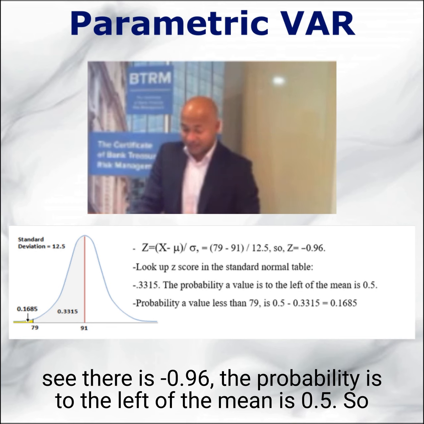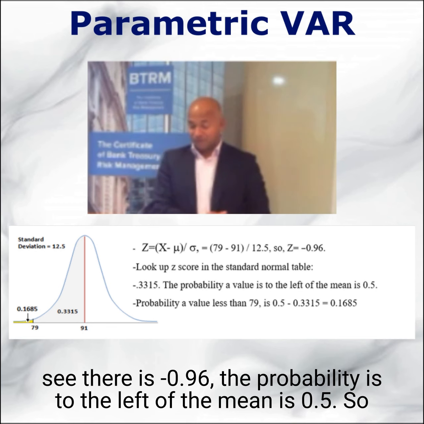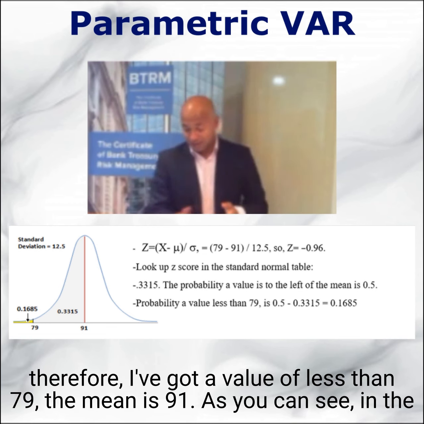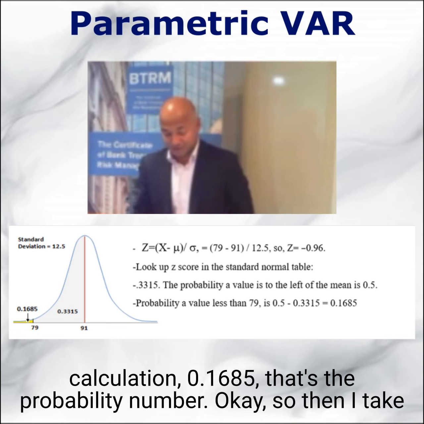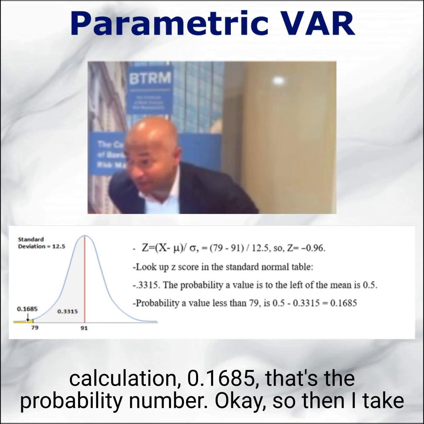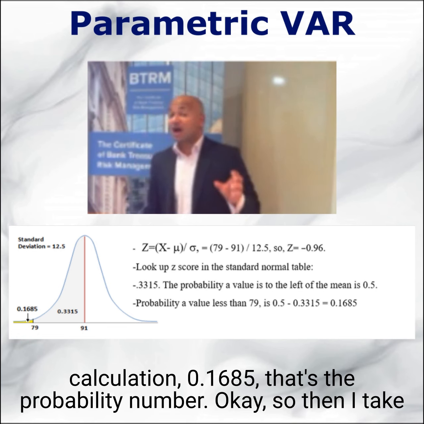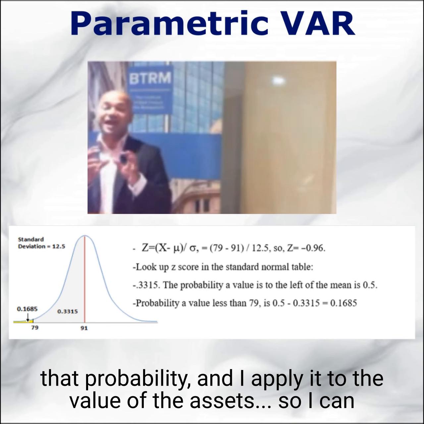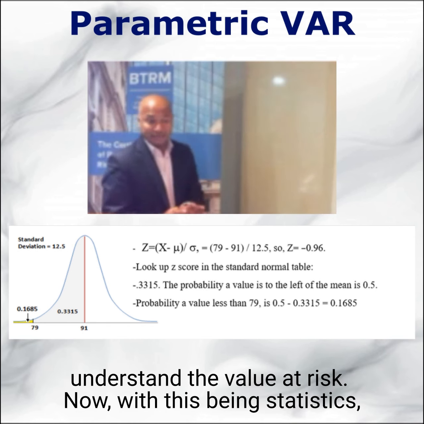Okay, the probability to the left of the mean is 0.5. So therefore, I've got a value of less than 79. If the mean is 91, as you can see in the calculation, 0.1685. That's a probability number. Okay, so then I take that probability and I apply it to the value of the asset to get an understanding of the value at risk.